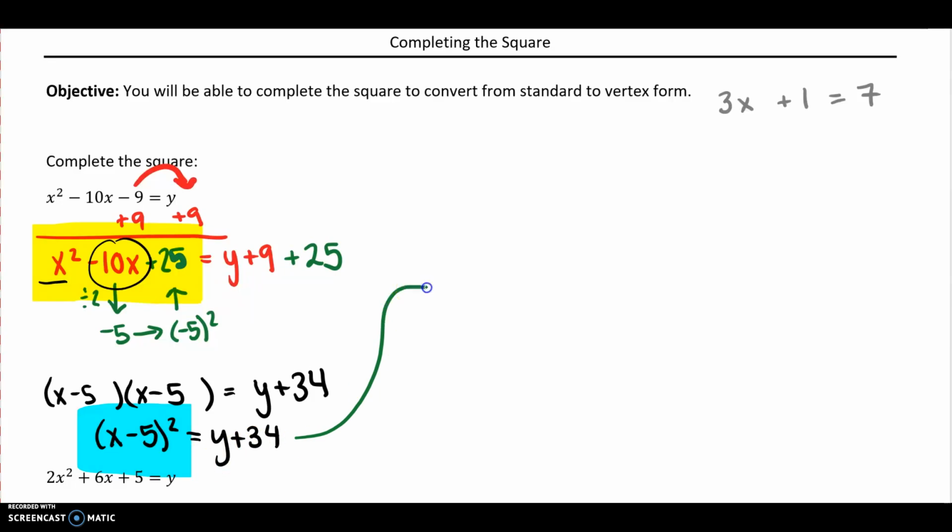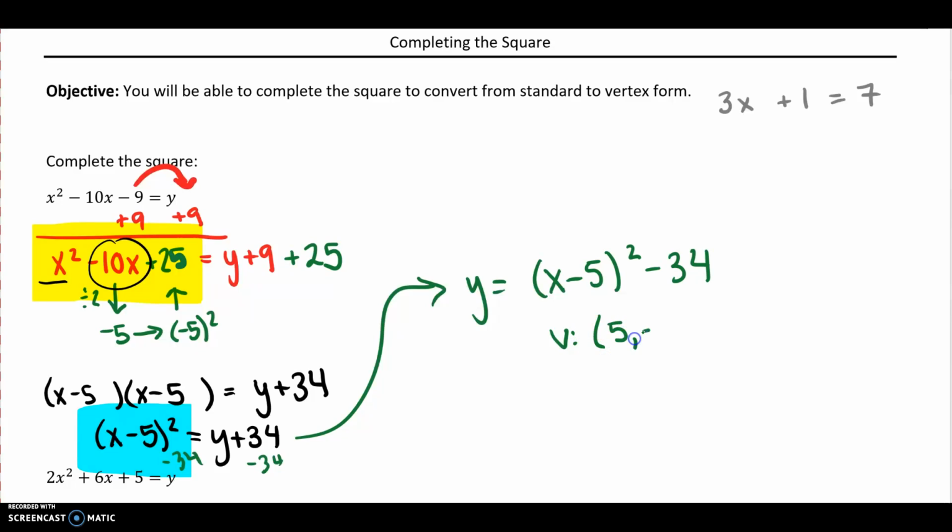But also, if you look at this over here, if I isolate the y by subtracting 34 from both sides, I get y equals (x minus 5) squared minus 34, which is vertex form. And in vertex form, I know the vertex is (5, negative 34). So what you really need to understand is the completing the square process isn't random, it's strategic. It's strategically helping you factor this expression in a way that's going to give you a perfect square trinomial, which also gives you our vertex form, when you have that binomial repeated.